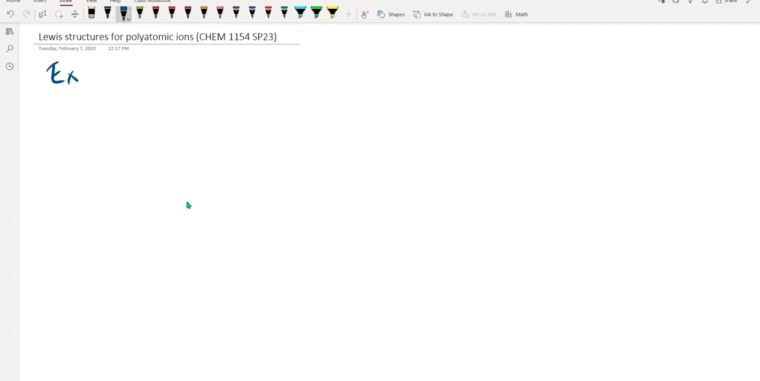Okay, so for example, let's use the nitrate ion, so NO3 with the minus charge, so that's nitrate. And when you practice your Lewis structures, with the videos that you would have seen already, I show one way that I use to draw Lewis structures. If you look online and you Google things, you may find other strategies to draw Lewis structures. It really doesn't matter which strategy you use, as long as you end up with the right structure.